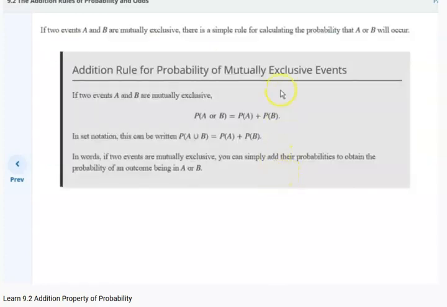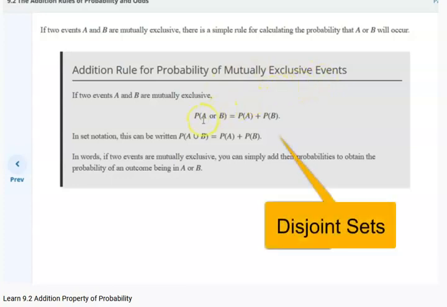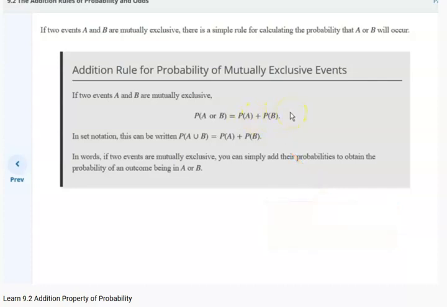So now, in summary of what we've done so far, and you write this up, the addition rule for probability of mutually exclusive events is that it's the sum of the probability of event A and the probability of event B together. That is the union. And again, we're thinking probability, so we're counting how often these events occur.